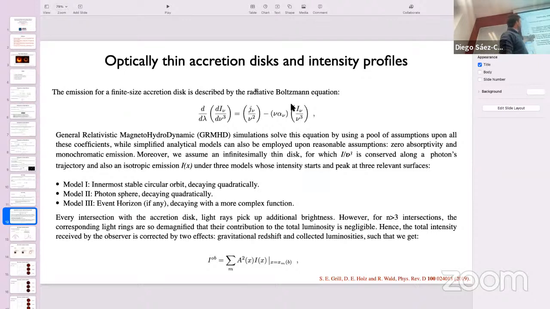To do so, we are considering three models. In the first model, we consider that the peak of the luminosity is located at the innermost stable circular orbit. In the second model, we locate this peak at the photon sphere. And in the third model, we locate this peak of the luminosity at the event horizon, if there is an event horizon. In the cases that we are going to study, there may not be an event horizon.